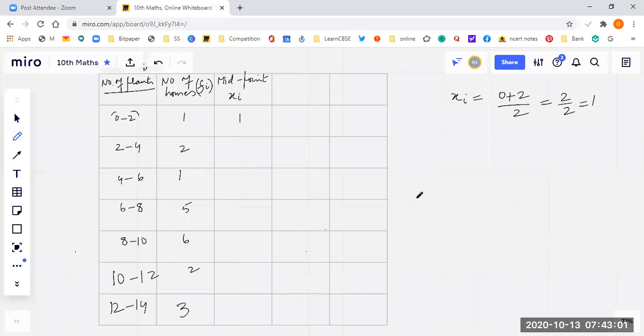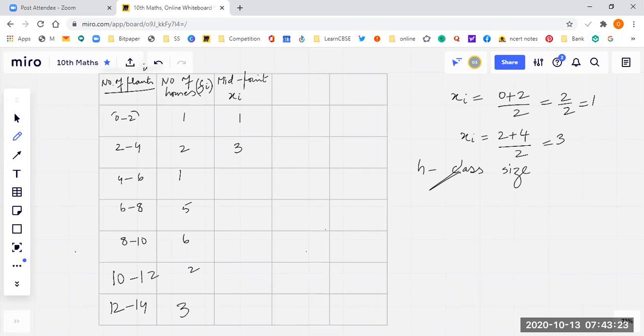Similarly, the midpoint of 2 and 4: Xi is equal to 2 plus 4, that is 6, divided by 2 is 3. Very simple, we know the midpoint is 3. Now, here I will define something known as H, that is the class size.